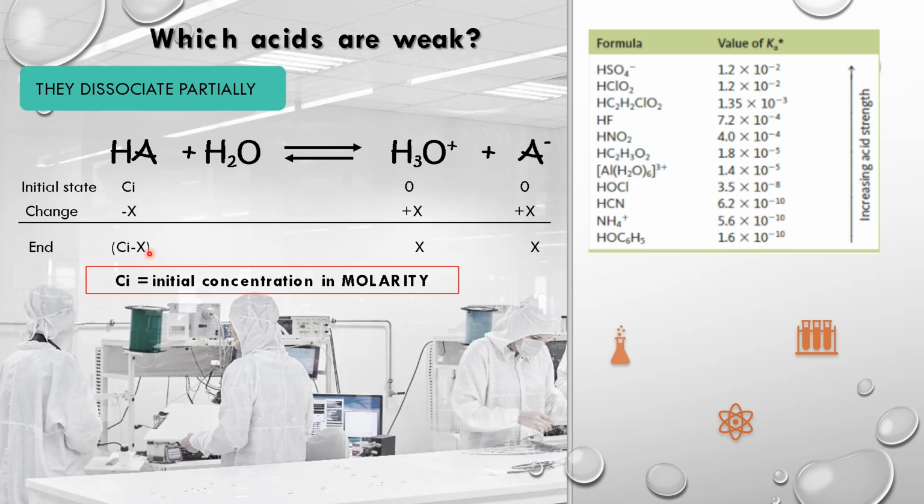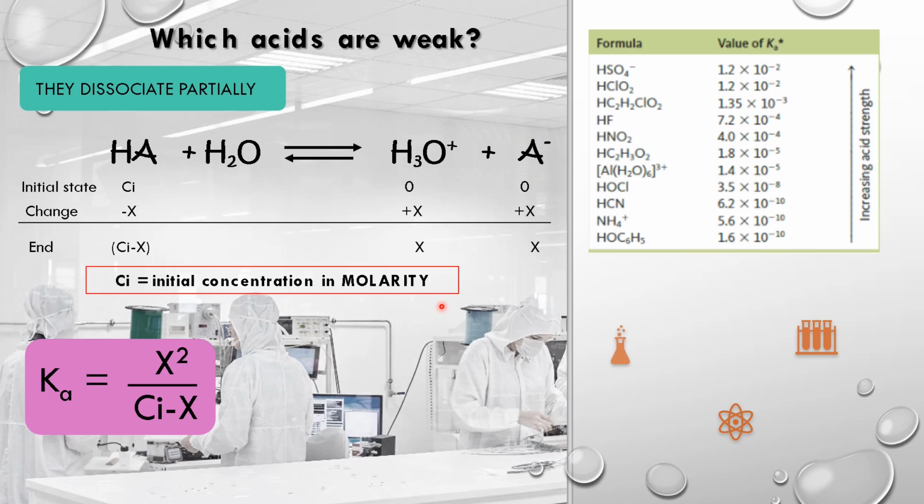So we establish this ICE table just like we did in chemical equilibrium. And remember that the concentration of the acids and all the species here have to be in molarity only. So we establish the K of equilibrium, the constant, and you will see that if it's only one hydronium here and one anion here, the expression will be like this.